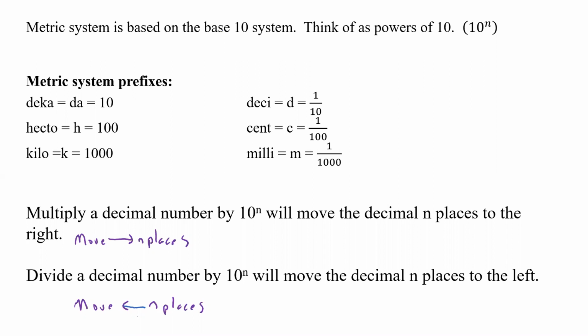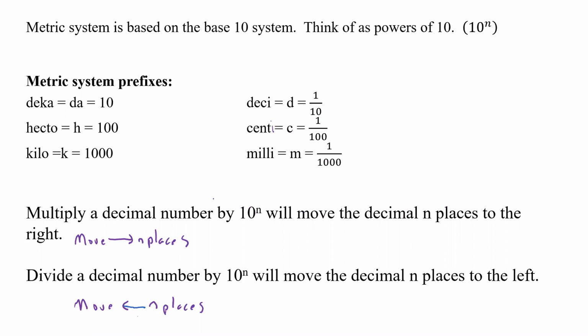So the metric prefixes here: we have deca, which is dA, which is 10. We have hecto, which is H, and that's equal to 100. And then we have kilo, which is K, and that's equal to 1,000. Then on the other side, the small ones: deci, which is D, that's 1/10. Centi, that's an I there, is equal to C, which is 1 over 100, and milli is equal to M, and that's 1 over 1,000.